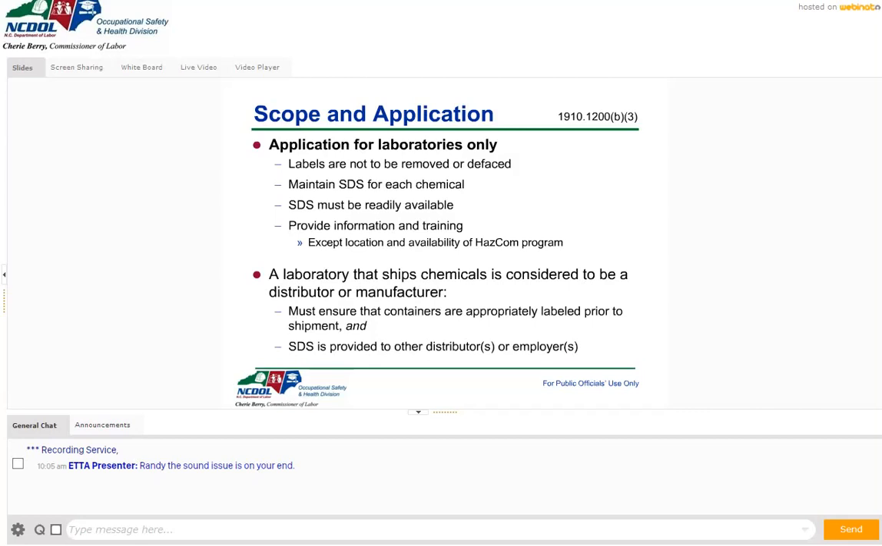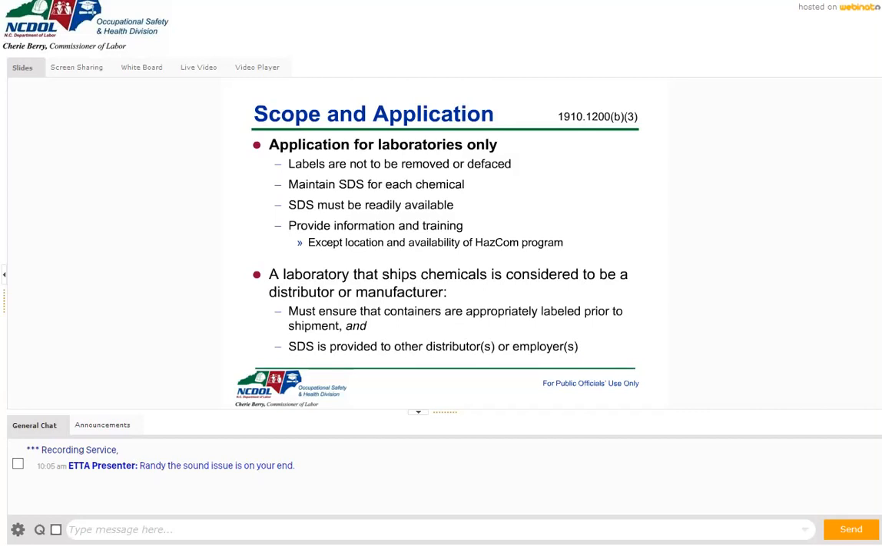So when this says accept location and availability of the HAZCOM program, that would be like for a research lab where they have to have their chemical hygiene plan, which talks about the safety of workers in research laboratories, essentially. So again, that's the requirements for labs. It also says something about shipping chemicals. If you're a lab and you ship chemicals, you have to properly label your containers. And if that chemical is hazardous, you have to create a safety data sheet. So if you're going to have to do all that, you're going to have to go into the appendices of the OSHA standard. You got a lot of work to do.